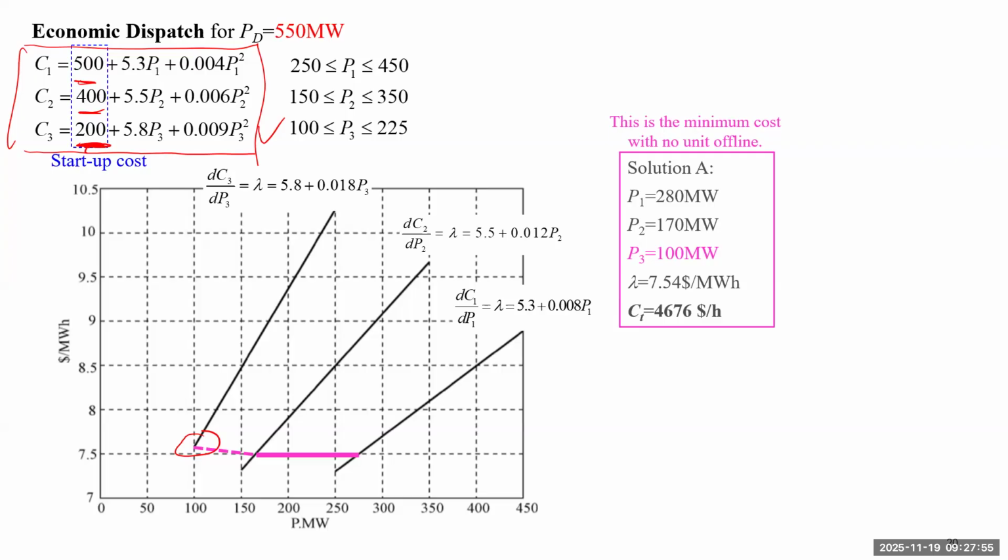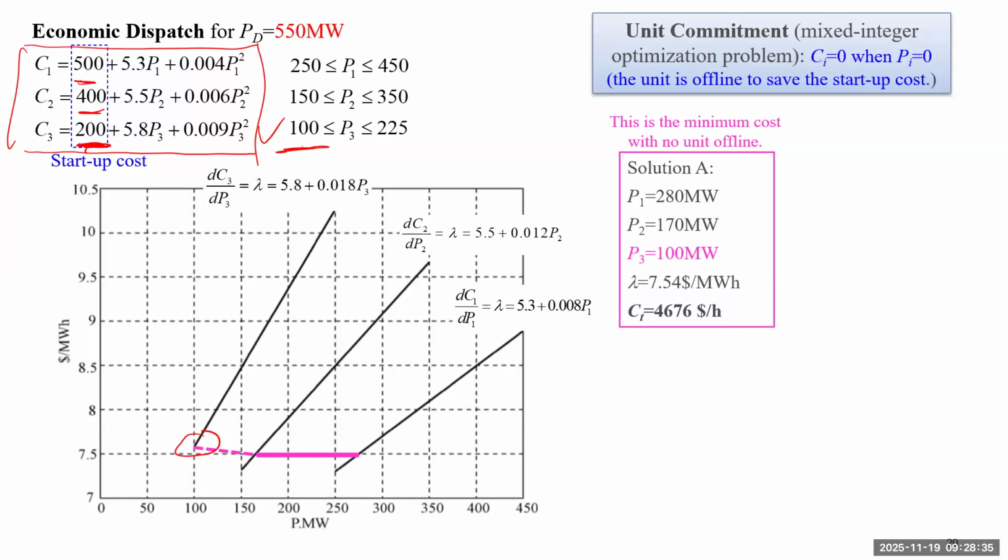Okay, so is that a good choice, to let this unit run even if I don't need power from it? So maybe we can just simply let this unit be offline. If we allow any unit to be offline, that becomes a different problem, not the economic dispatch. So in the economic dispatch we are talking about in this section, we assume no unit can be offline. Any unit needs to operate within the limit. So even if the unit is very expensive, you still need to run it at least 100 megawatt.